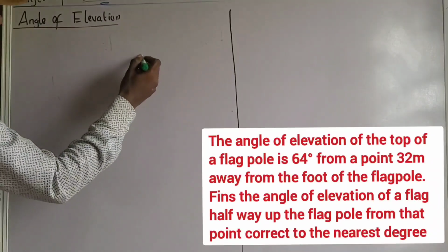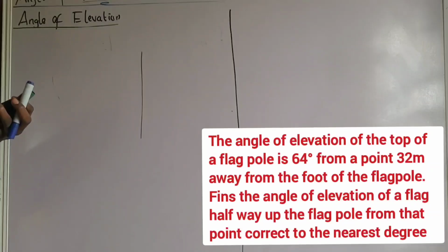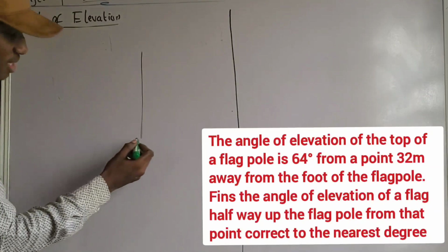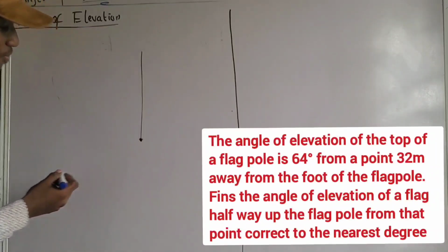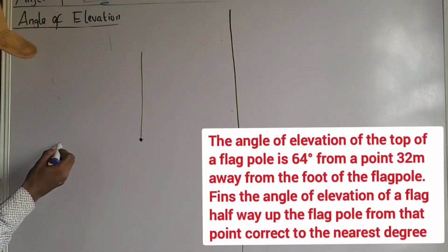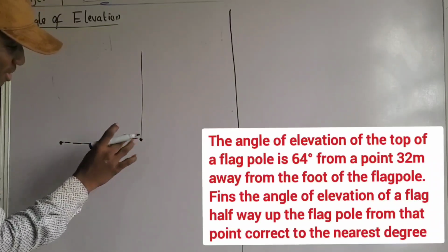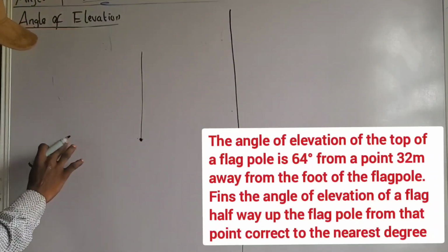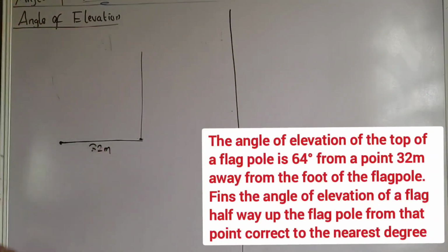Okay, so let's say this is the flagpole. You understand? From a point 32 meter away from the foot of the flagpole. This is the foot of the flagpole. Now from this point, the distance to another point is 32 meter. Are you getting what I'm trying to say? Because the question says from a point 32 meter away from the foot of the flagpole. So the distance from this point to this point is 32 meter.